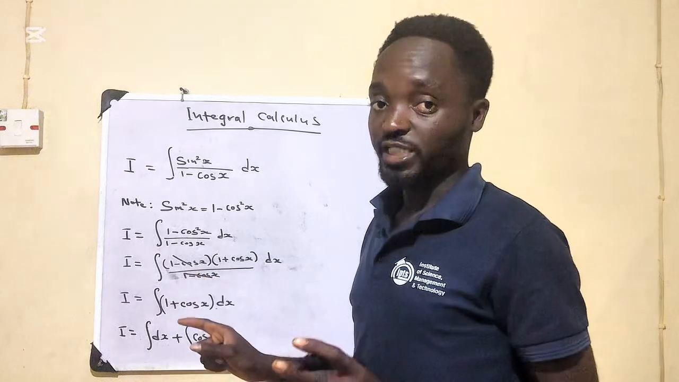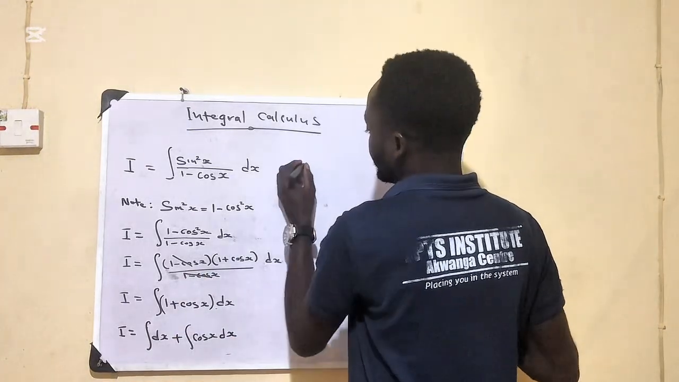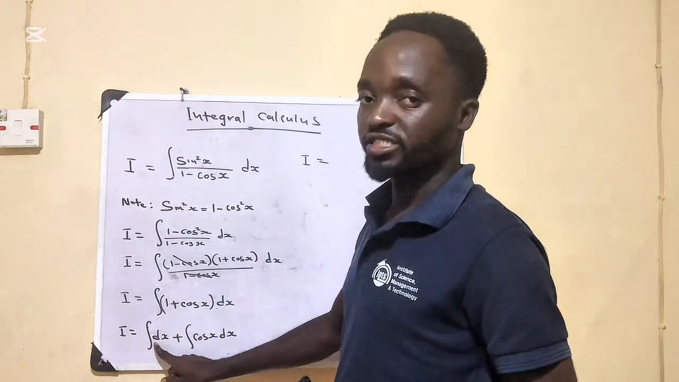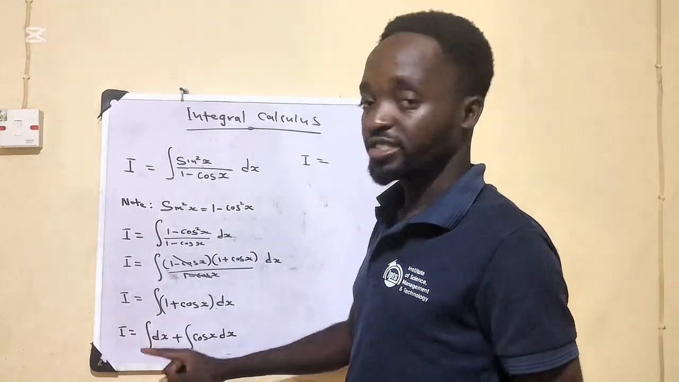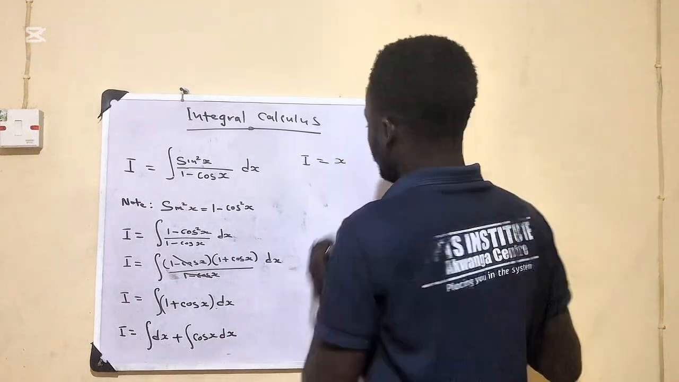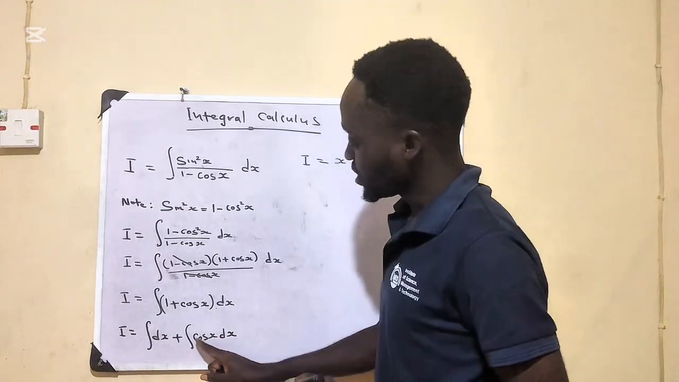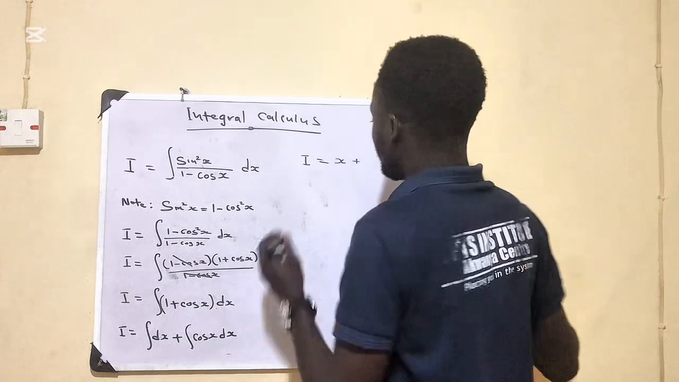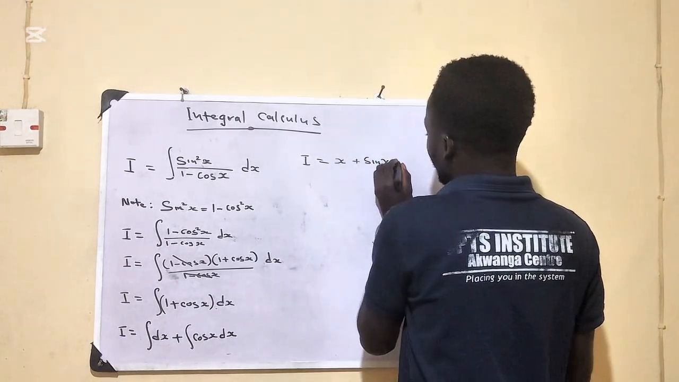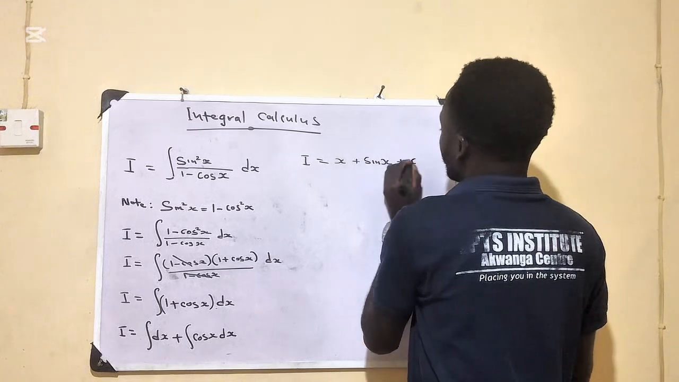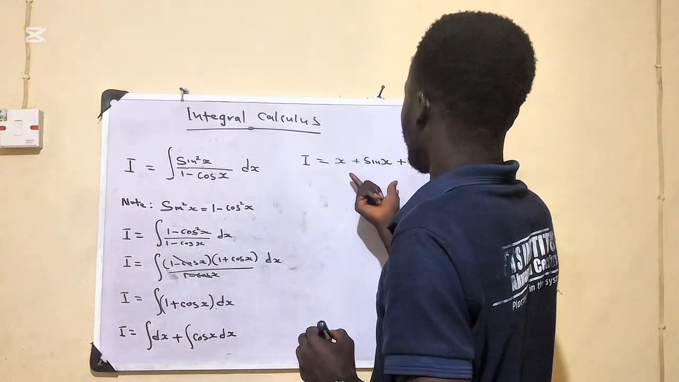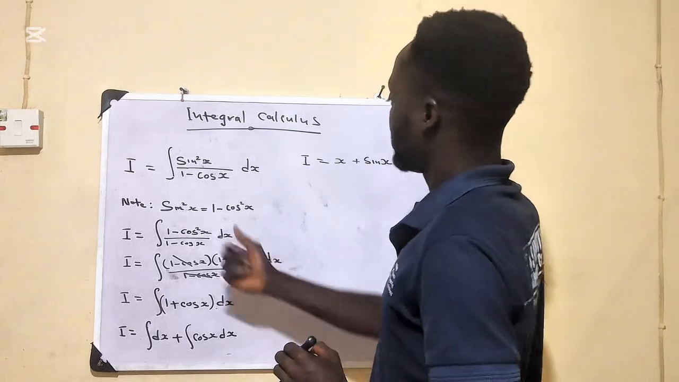From here we can now carry out our integration. If we integrate 1 with respect to x, it's just the same thing as x. So the integration of 1 is x, plus the integration of cos x, which is sine x, and then we add our constant of integration, which is c. Anytime you integrate, always add your constant c. So now this actually becomes the solution to this question.